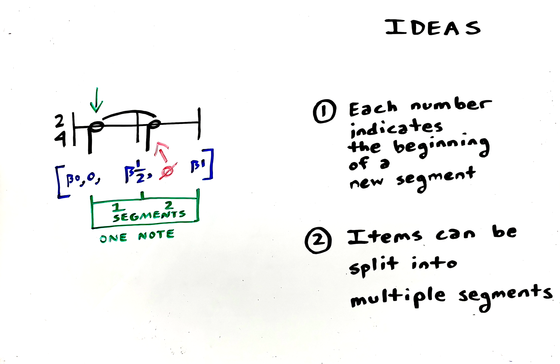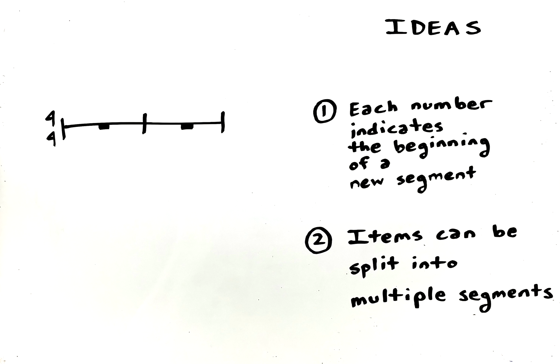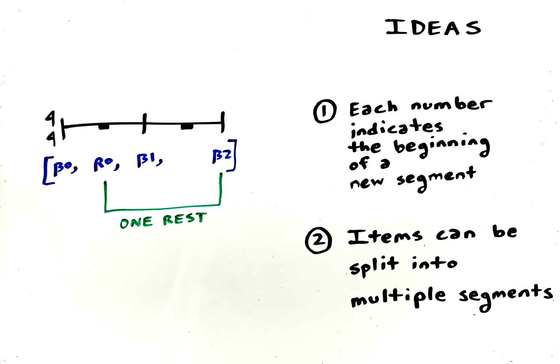Finally, here's an example of splitting rests. If you have 2 empty 4/4 measures, the analysis is B0, R0, B1, B2. Technically, all of this empty space can be considered as only one rest, but the presence of the bar line here splits the rest into 2 segments. And again, the rest at the beginning of the second measure is not analyzed, because it's merely part of a rest that began earlier.